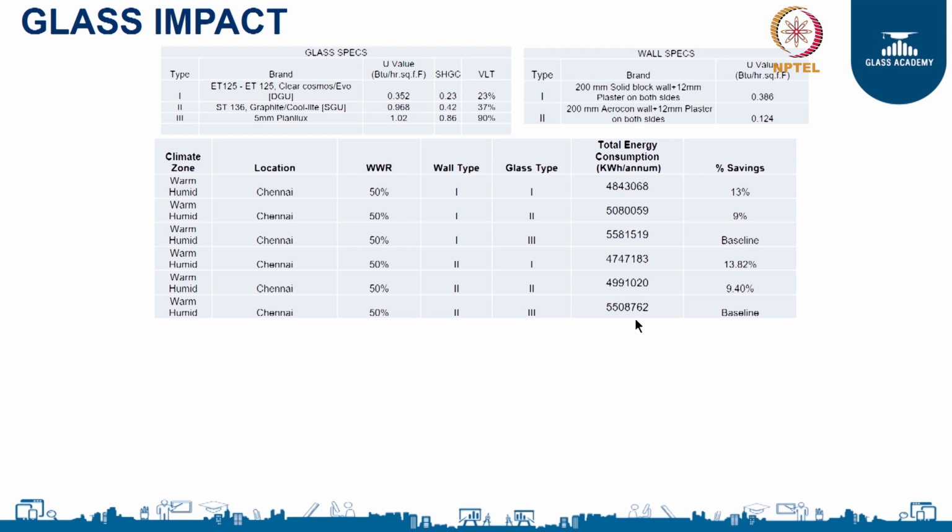So if you look at the next slide, you're talking about just varying the glass type, right? So keeping the wall the same and the WWR the same. What if I change the glass? So if I change, say, to a lower SHGC glass, you can see that there is a substantial improvement in your energy, right? At the same time, you are also not impacting the daylight.